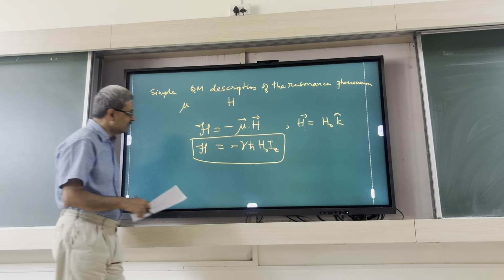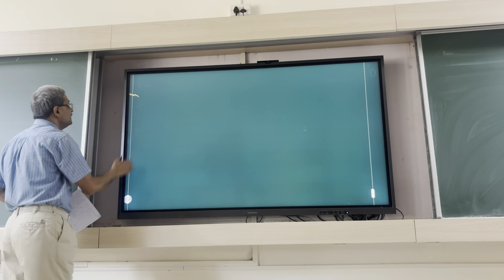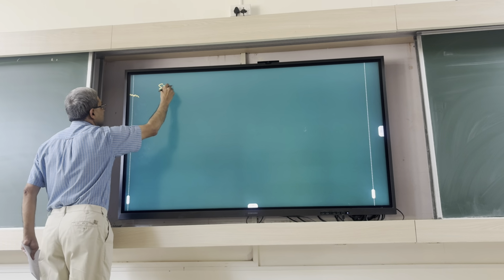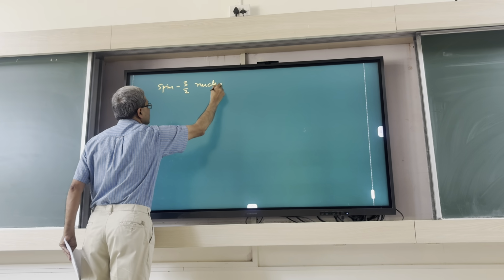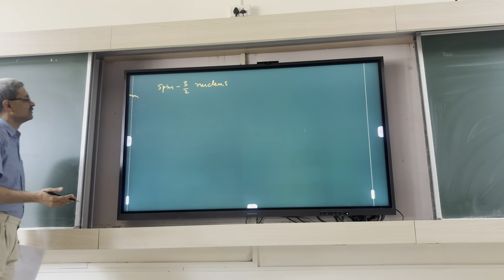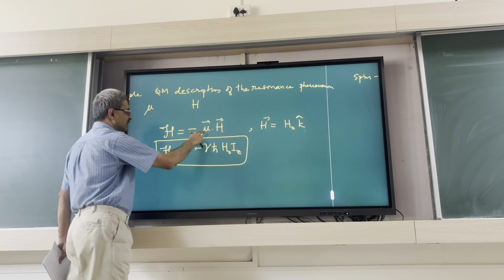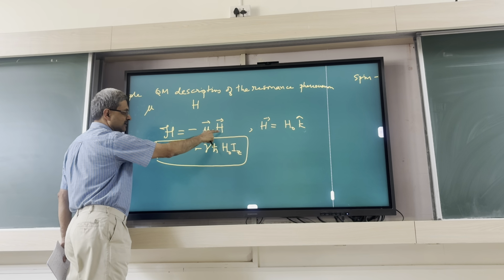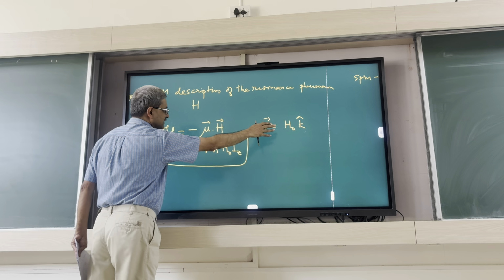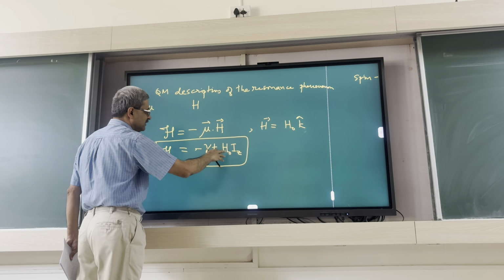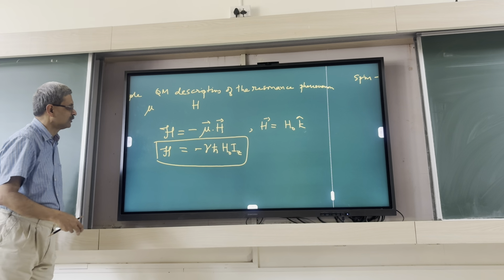And let's next consider just a simple spin 3/2 nucleus. Because of this dot product here, there's only a z component, so mu z H naught, and therefore gamma h bar I z H naught. So that's my total Hamiltonian.